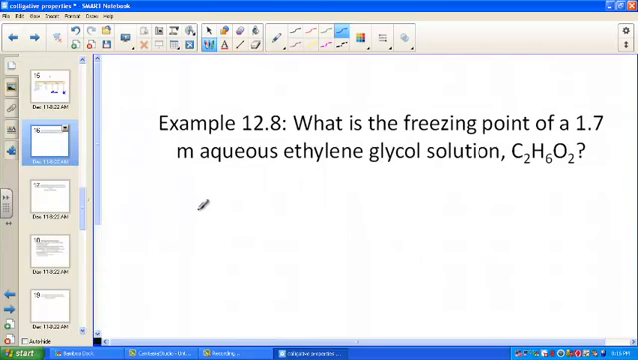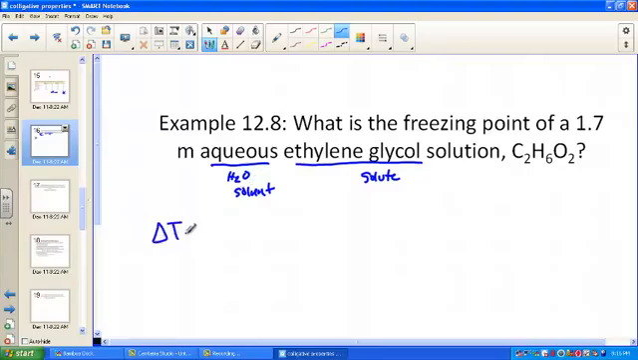Well, let's take a look at an example. What is the freezing point of a 1.7 molar aqueous ethylene glycol solution? That term aqueous is telling us something, that water is the solvent. Aqueous solutions dissolve into water, and the ethylene glycol is what we call the solute. The solute dissolves in the water.